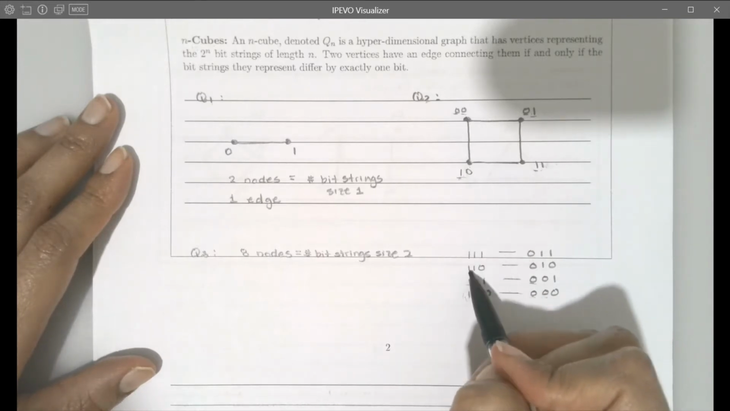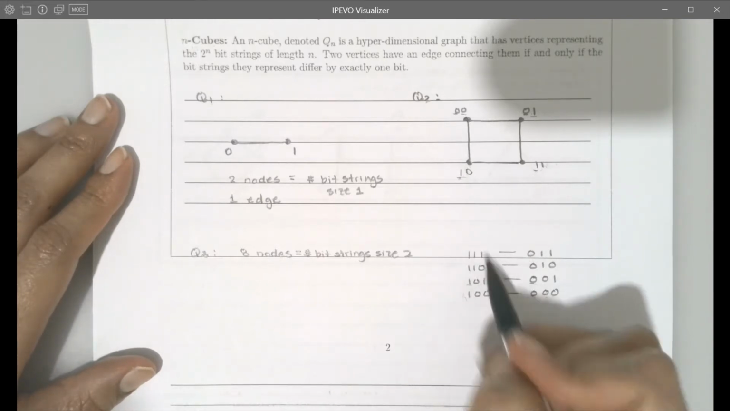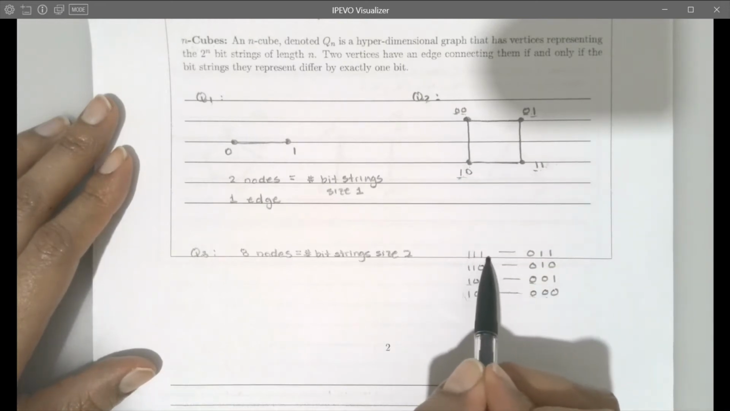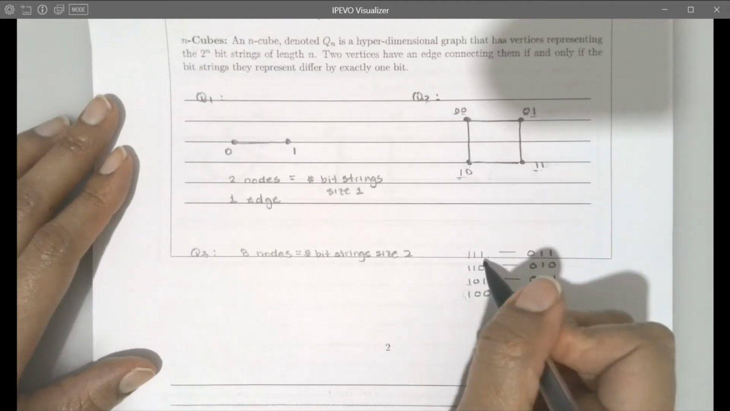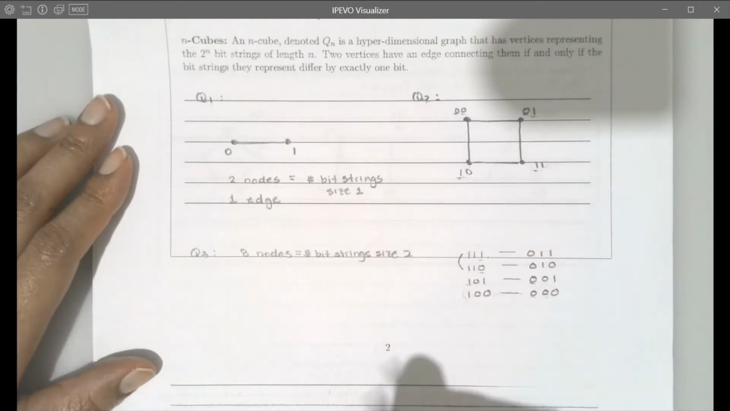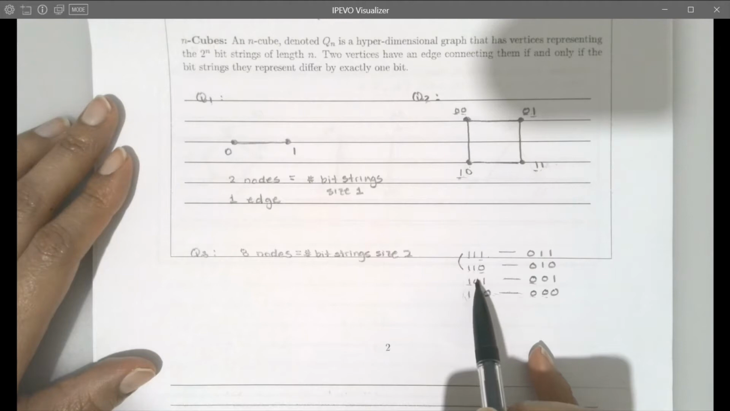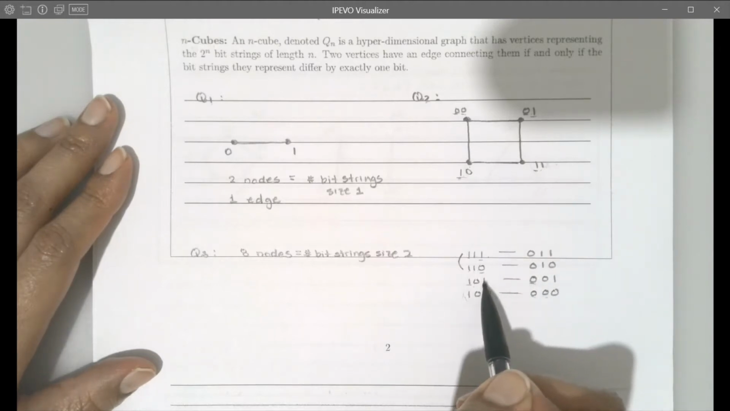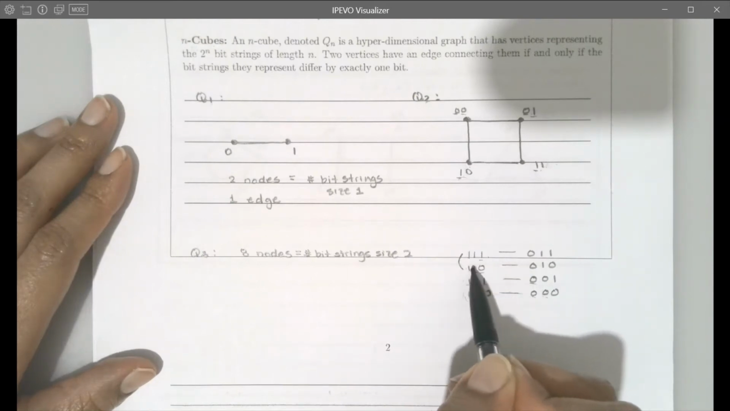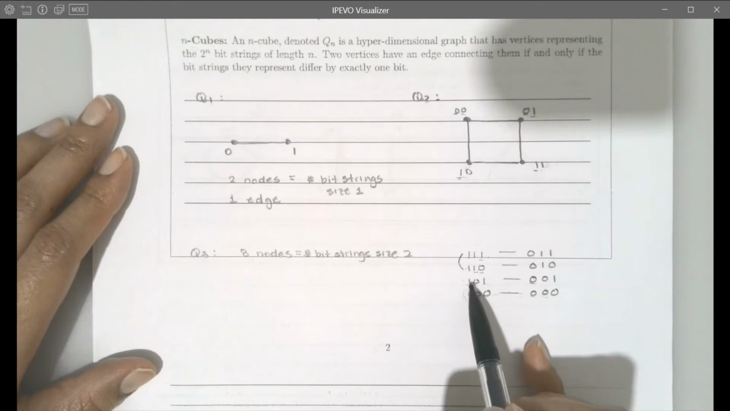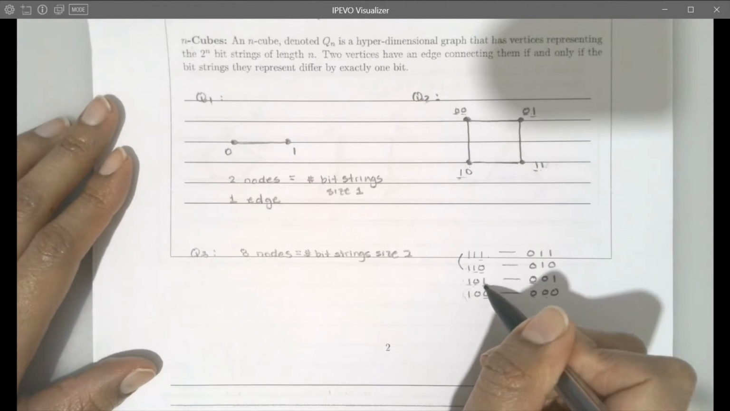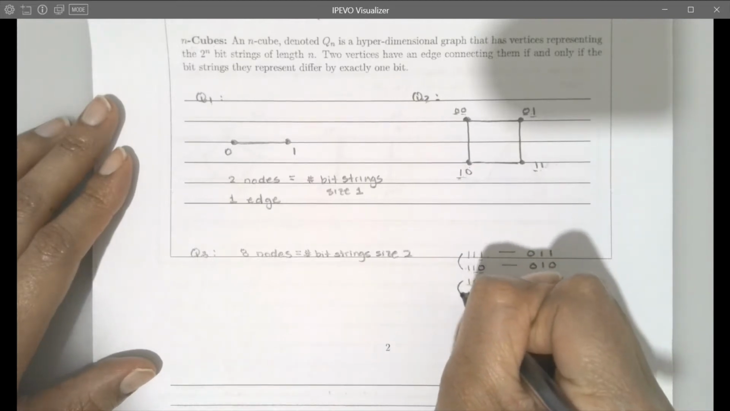We can also compare these bit strings on the left-hand column against themselves. So 111 versus 110 has only 1 bit that is different. So there's going to be an edge that connects there. If I compare this bit string versus this bit string, there's actually 2 bits that are different, right? The second and the third. So there wouldn't be an edge between those two. But if I now compare 101 versus 100, these two are different only in the last bit. So there would be an edge that connects them.